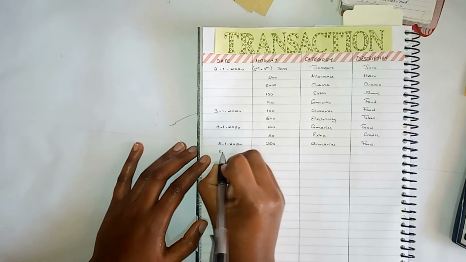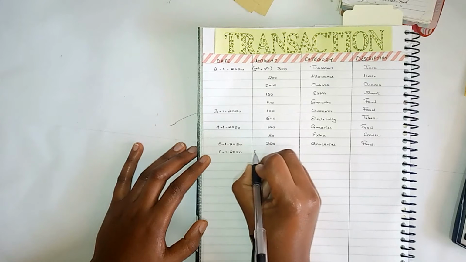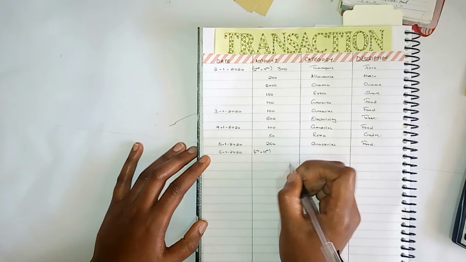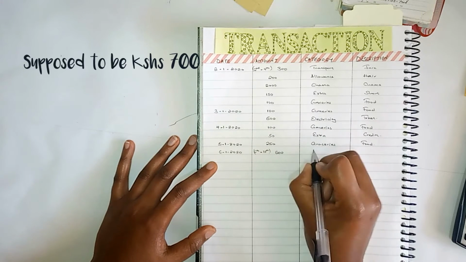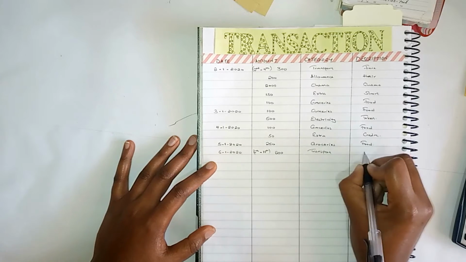So on the 6th, again, I will just indicate my fare from the 6th to the 11th. That is 600 shillings. The category is transport. That is for my fare.